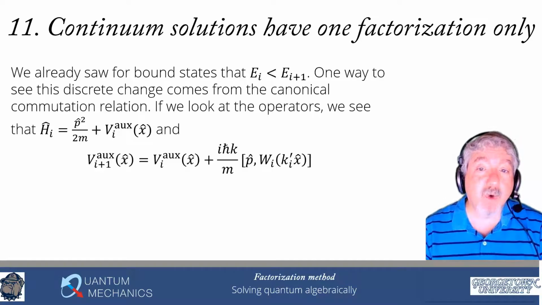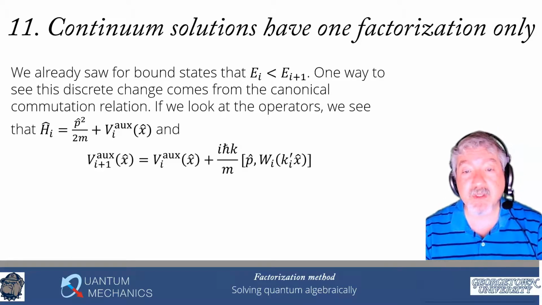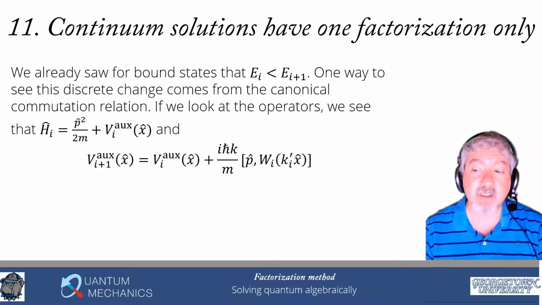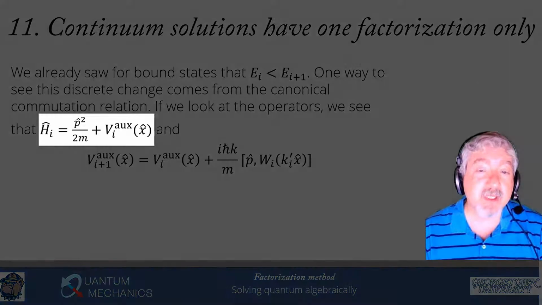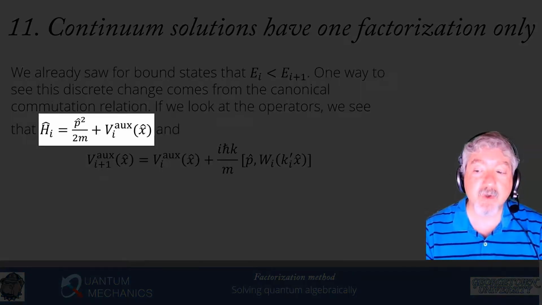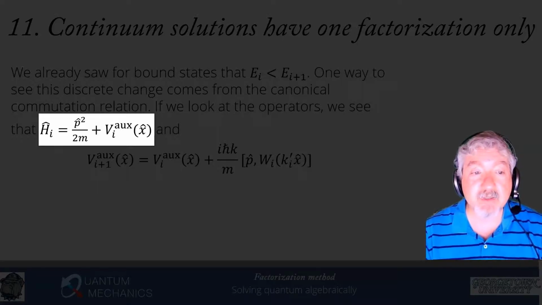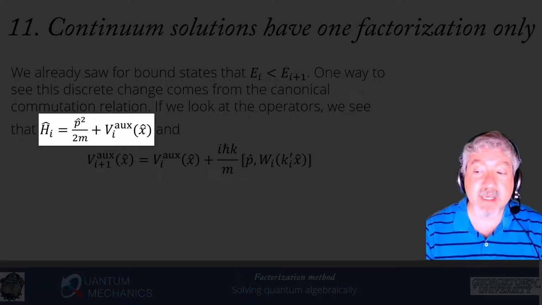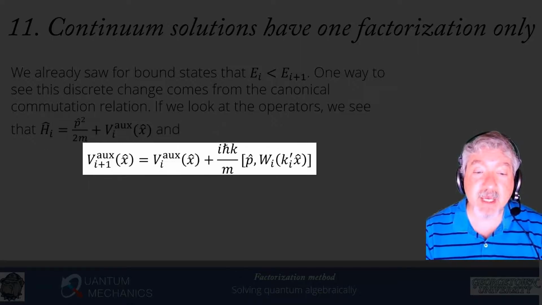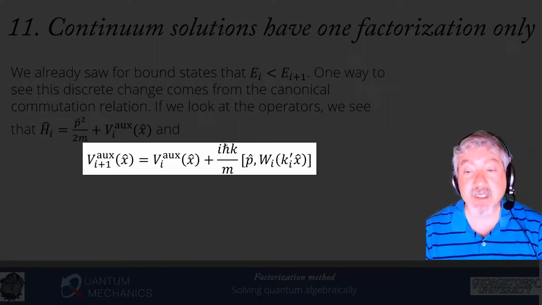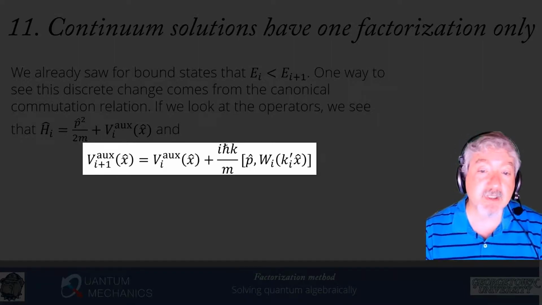Okay? And the reason why it occurs, one of the ways that you can think about it, is that it comes from the canonical commutation relation. If you look carefully at the operators, remember we can always write the Hamiltonian as p squared over 2m plus some potential. So our H_i we can write as p squared over 2m plus V_i of x. And then if we look at the fact that H_(i+1) is A_i A_i dagger plus E_i, and H_i was A_i dagger A_i plus E_i, you can see that the difference between those is the commutator between those raising and lowering operators.